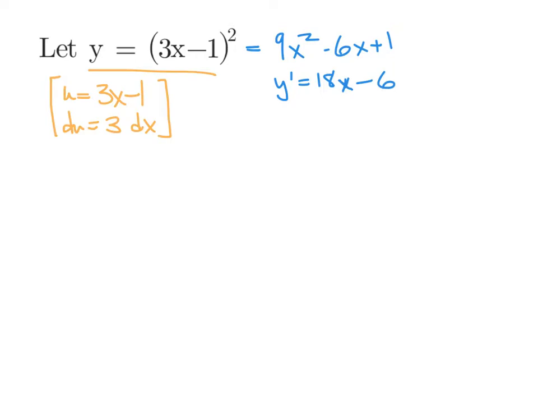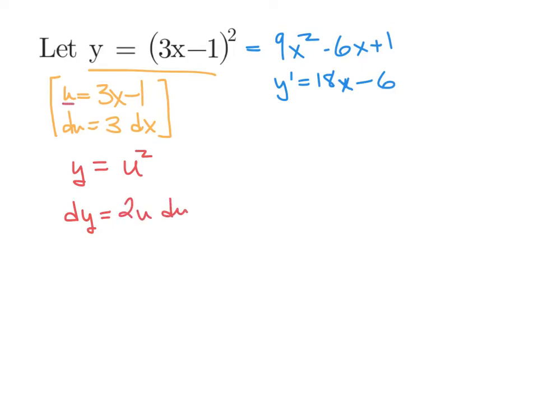It's going to be important to identify that information when we're using U-substitution, because our next step is to go back to that y equals 3x minus 1 squared and rewrite it in terms of u. Well, we let u be the 3x minus 1, so this is really just u squared. Heck, we can find the differential of that as well. dy is going to equal 2u du.